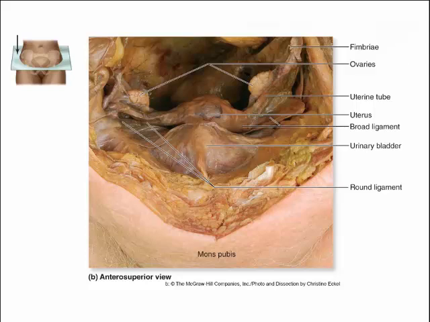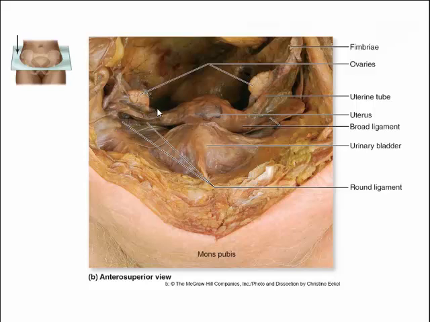This is an anterior view of a dissected specimen. Here again you can see the relationship between the urinary bladder and the uterus. You can also see that the uterus is anchored by the round ligament of the uterus. It parallels the uterine tubes.